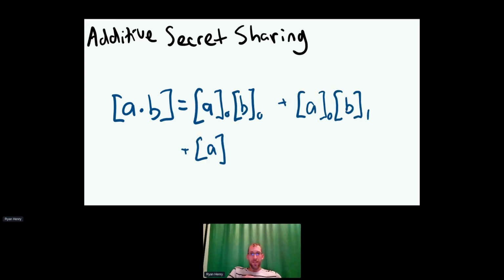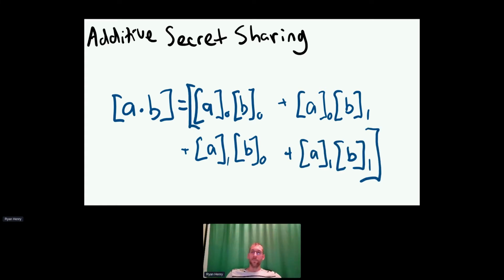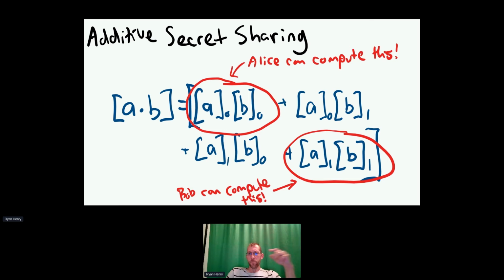is actually to take the regular formula, the FOIL formula we all learned back in junior high, and express that product in terms of something that does not involve reconstructing the secret. So we get A0 times B0 plus A0 times B1 plus A1 times B0 plus A1 times B1, and this will give us the same answer. One thing we may notice here is that Alice can actually compute this part all by herself, and Bob can compute this part all by himself. So we can actually already compute part of this without doing anything clever, right?